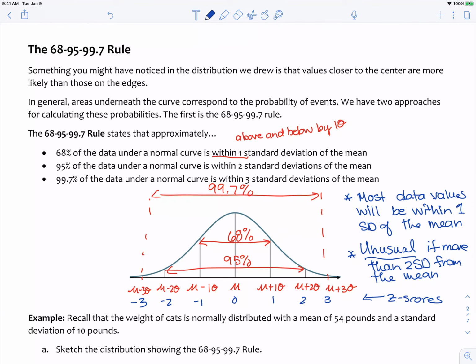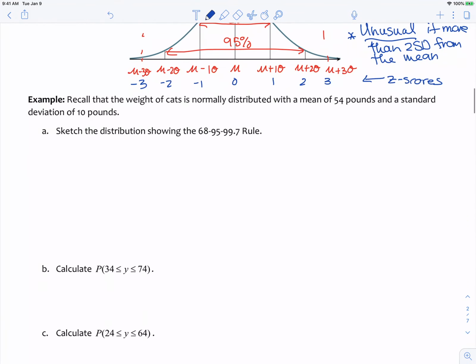All right. So let's take a look at our cat example. So recall that the weight of cats is normally distributed with a mean of 54 pounds and a standard deviation of 10 pounds. And we want to first show a sketch of the distribution showing the 68, 95, 99.7 rule. And this is a phrasing on questions that comes up pretty often. And so I want to demonstrate what is expected for that type of question, what you should be responding with.